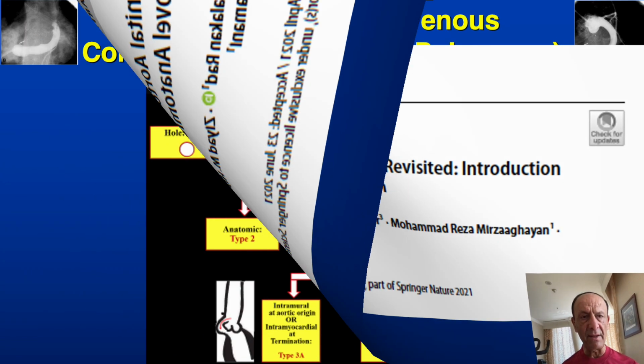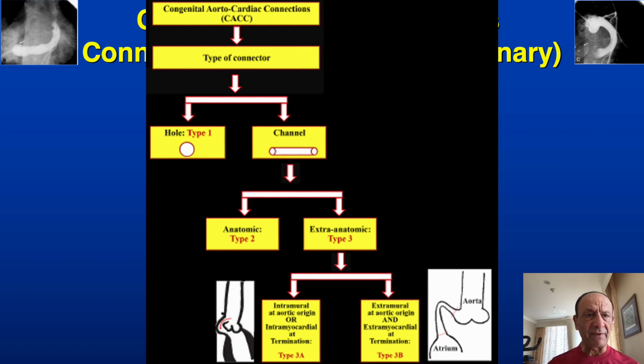In that paper, we divided the congenital arteriocardiac connections by the type of connector, whether it's a hole or a channel. If it's a channel, it is anatomic type 2, or extra-anatomic type 3. If it's extra-anatomic, it's either intramural or extramural, and you will see that type 3A and type 3B.